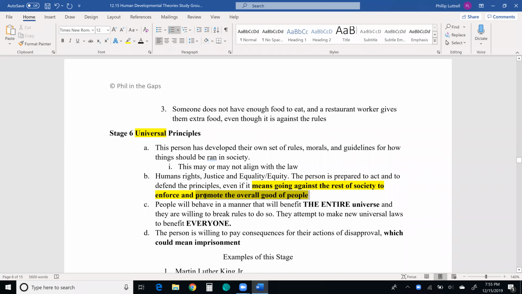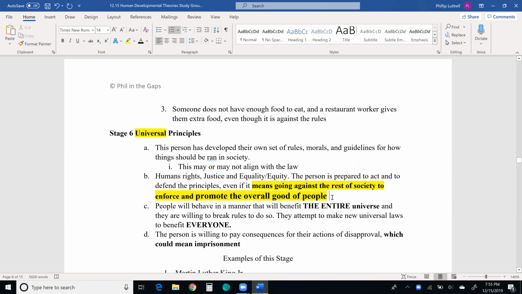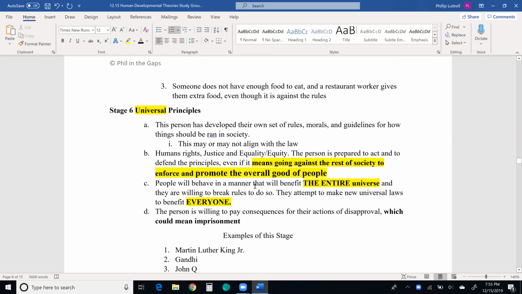And key emphasis on the overall society or good of people. Every single person on the planet is benefiting in some way. So people will behave in a manner that will benefit the entire universe, and they are willing to break rules to do so. They're willing to be imprisoned and incarcerated to get the job done. So they will attempt to make new universal rules to benefit every single person on the planet. So the person is willing to pay consequences for their actions of disapproval, which could again mean imprisonment.